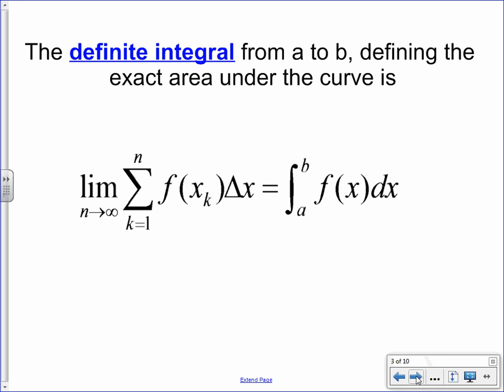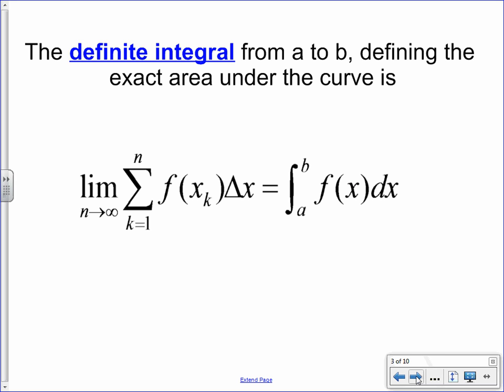Now, I'm going to show you a couple properties of these integrals, and they're going to be similar to things that we have seen before. But we're going to really focus on the summation, the limit of the summation, because we need to know how that works before I can tell you how to actually perform definite integration.